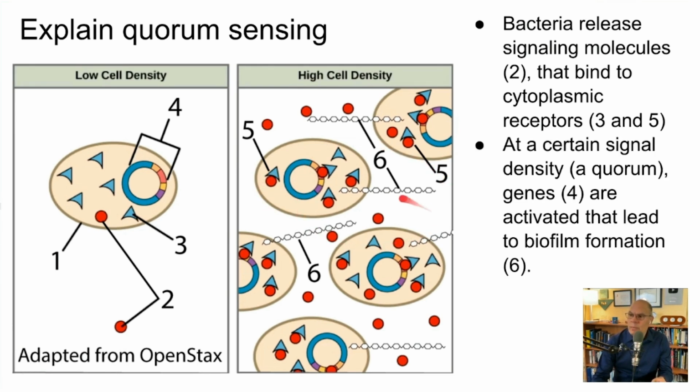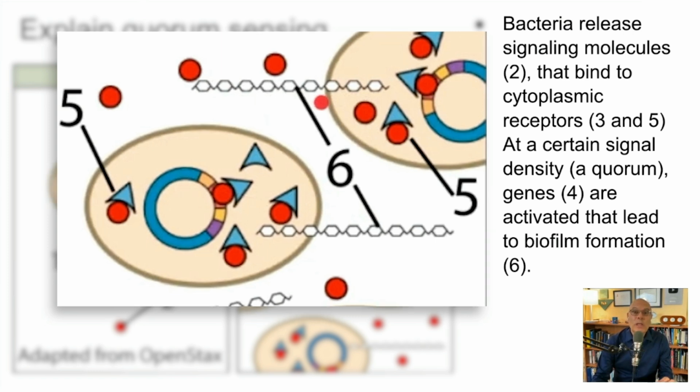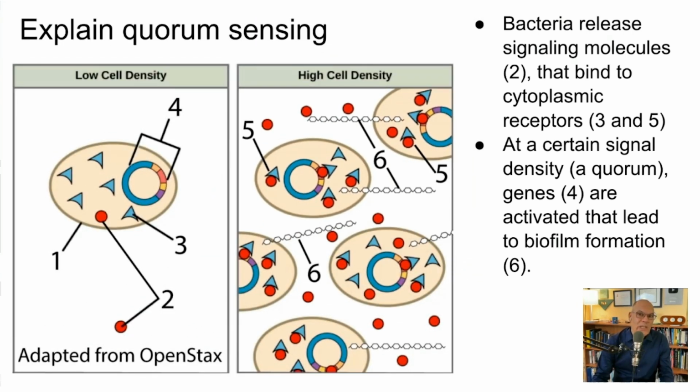What that will do is it will enable this receptor ligand complex to interact with the bacterial cell's DNA. That's what we see right over here. What that will do is it'll induce gene expression. So over here, we see something that looks like a polysaccharide at number 6. It's only produced when there's a lot of bacteria around.